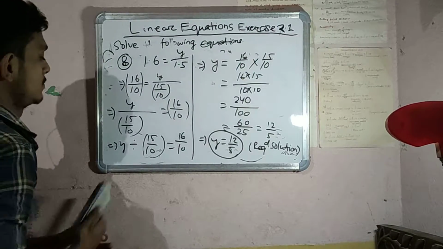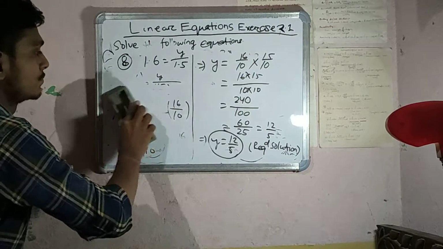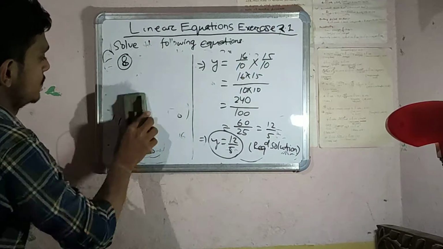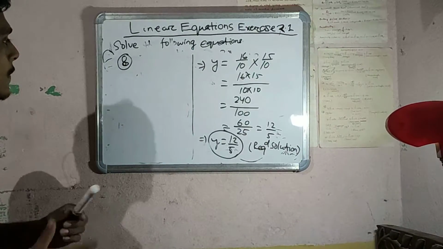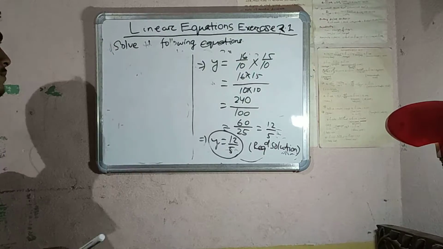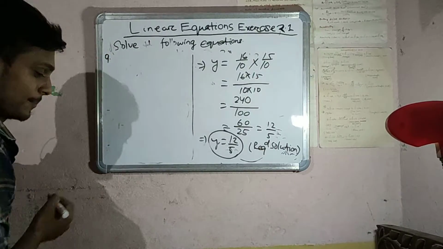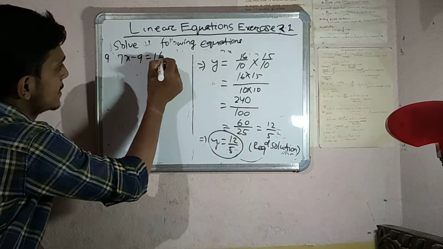Then the next question, question number 9. 7x minus 9 is equal to 16.